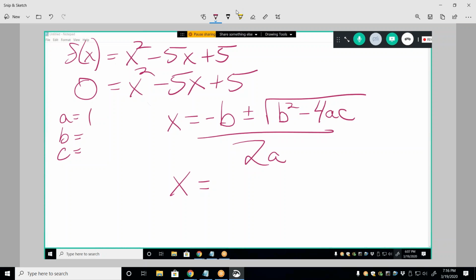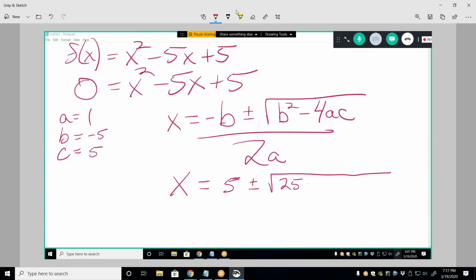B? Negative 5. What's c? Positive 5. What's minus b again? Positive 5. First time you said negative 5. Yeah. B squared: this one you can go ahead and do in your head because it doesn't matter if it's positive or negative. When you square it, it turns out positive. So just square 5. It's 25.